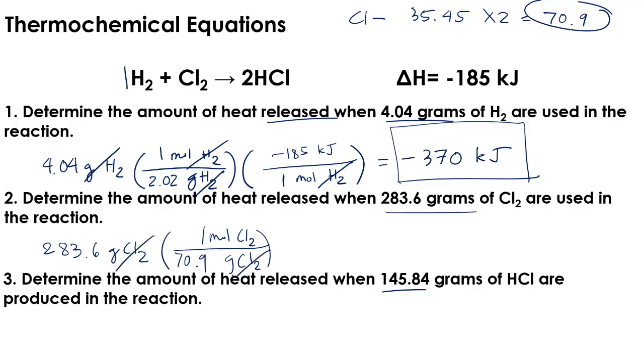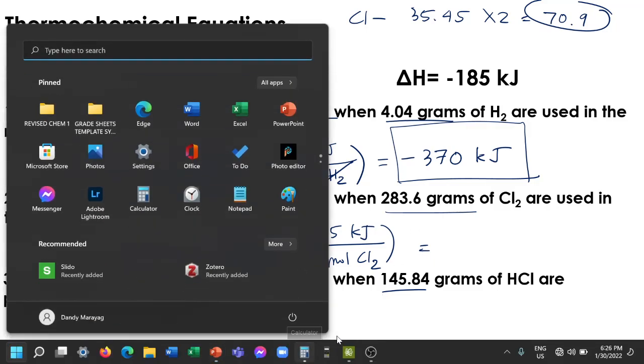So we have converted the grams into the number of moles. And then after that one, we'll proceed in determining the heat released by the reaction. So again, that's the moles of Cl2. And then for the numbers, just look at the equation. So that's 1 mole of Cl2. And for every 1 mole of Cl2, delta H is equal to negative 185 kilojoules. And then we're good with the calculation.